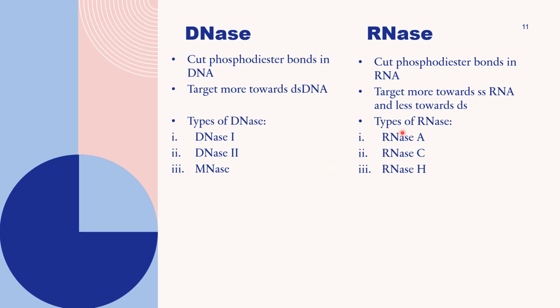Next up, we have types of RNases, RNase A, C, and H. RNase A is a little specific towards A and C, which is adenine and cytosine. Same with RNase C, it is a little specific with the C, which is cytosine. And then we have RNase H, which separates DNA from RNA and also degrades them.